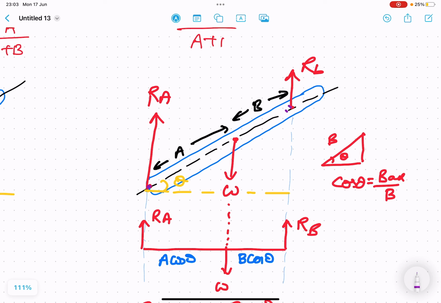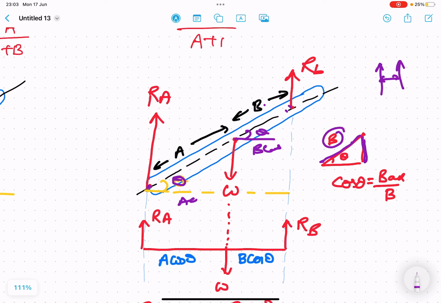In such a case, if this is the angle theta, the yellow one, I always told you that in the lever rule we have to take the vertical distance between the lines of action of the forces. We have to consider only the vertical distance between them. Now this is B. If this angle is theta, then this comes out to be B cos theta. Similarly, this angle is theta, so it comes out to be A cos theta. Similarly, you can see this figure. This is the hypotenuse.